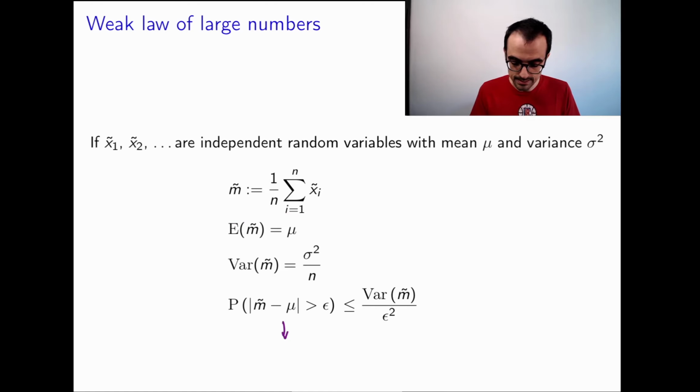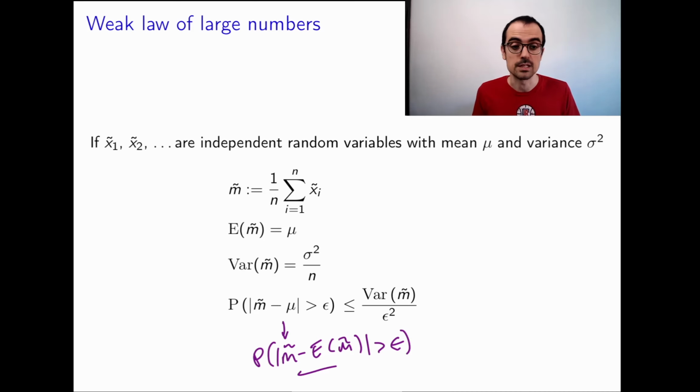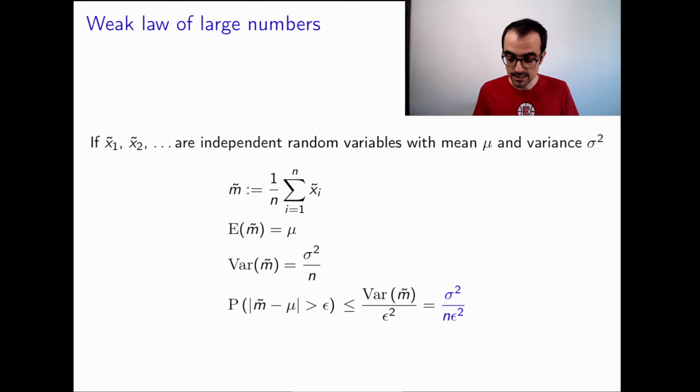So this is the probability that M minus its mean is greater than epsilon. We can bound that by the variance of M divided by epsilon squared. This is just Chebyshev's inequality. Now, if we plug in the value of the variance, it's sigma squared over n epsilon squared. So for any fixed epsilon, the probability of having that epsilon deviation is eventually going to 0 if I take n to infinity.